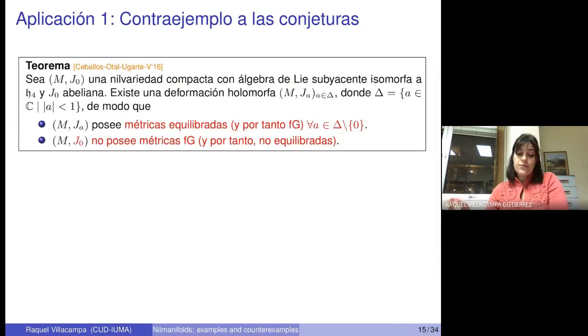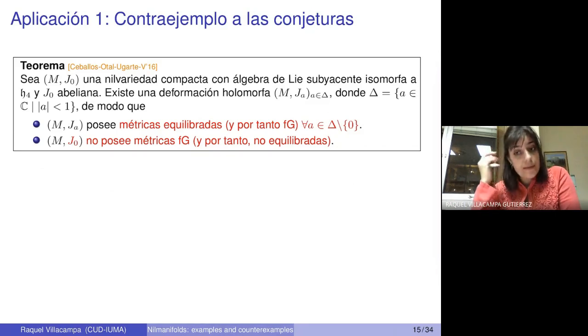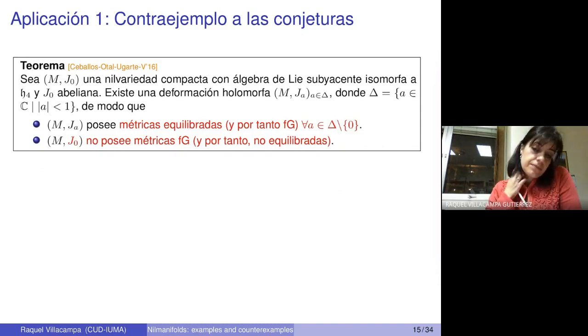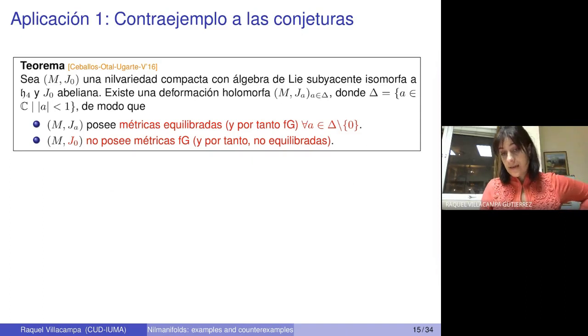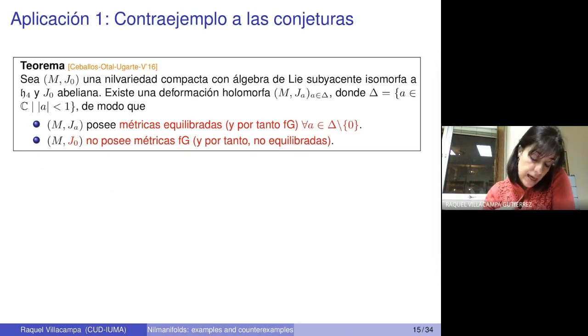And the proof is the following. If we remember this H4 that we were explaining some minutes before, this is the counterexample to these conjectures. So there exists a family of complex manifolds such that the central element of the family does not admit any strongly Gauduchon metric, and of course neither any balanced metric, but all the complex manifolds in this neighborhood have balanced and strongly Gauduchon metrics. And as I have said, this example lives in a manifold whose underlying Lie algebra is H4.